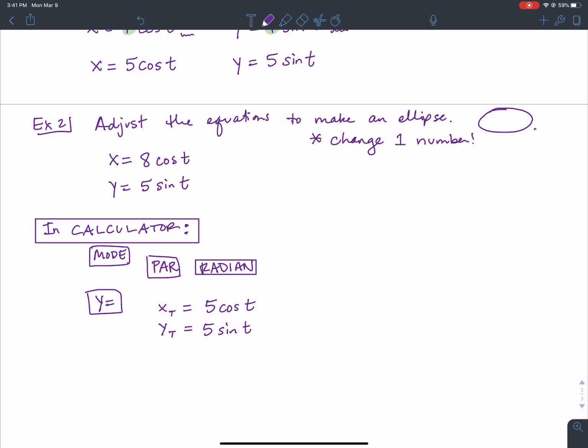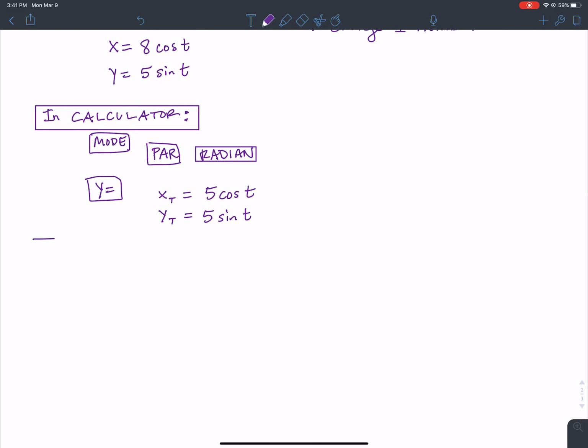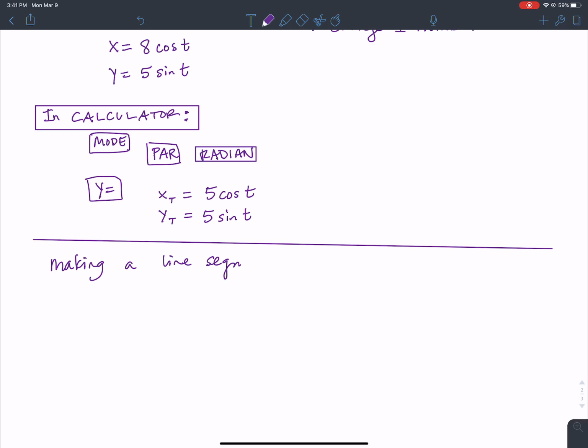Okay, let's look at making a line segment. All right, you've never made a line segment before. So when I gave you the first examples, I was telling you that time is infinite. So if you are doing infinite amount of time, your parametric equations are going to make a whole line that go left and right forever and up and down forever. But with parametrics, we can actually tell the calculator to stop time, and we can graph just a little line segment in our calculator. So that's pretty cool.